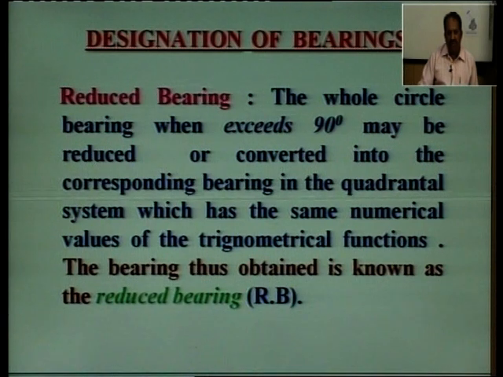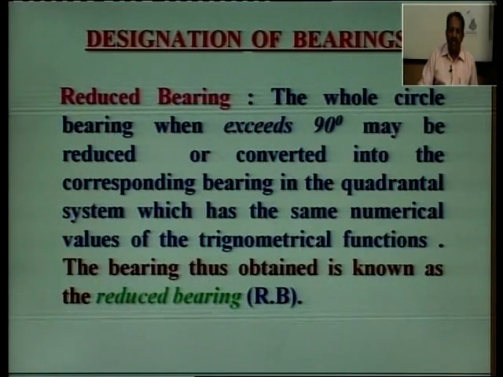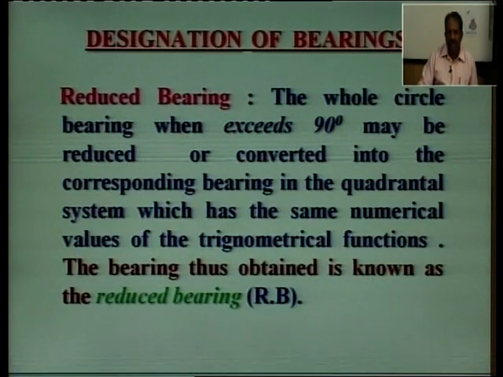Third, we have the reduced bearing. What is a reduced bearing? When the whole circle bearing exceeds 90 degrees, we reduce it, that is, convert it into the corresponding bearing in the quadrantal system, which has the same numerical values of the trigonometrical functions. The bearing thus obtained is known as the reduced bearing.